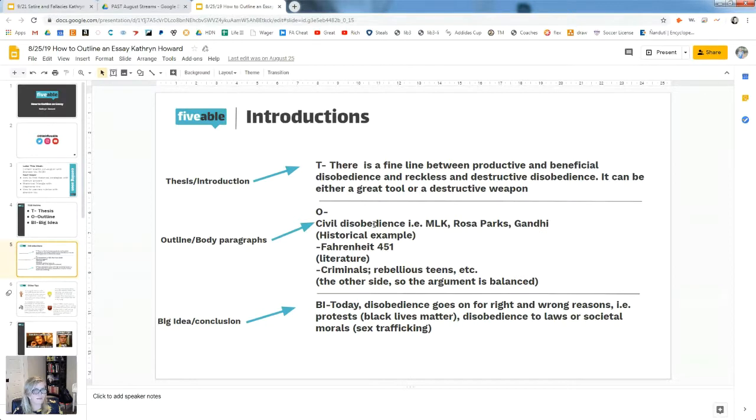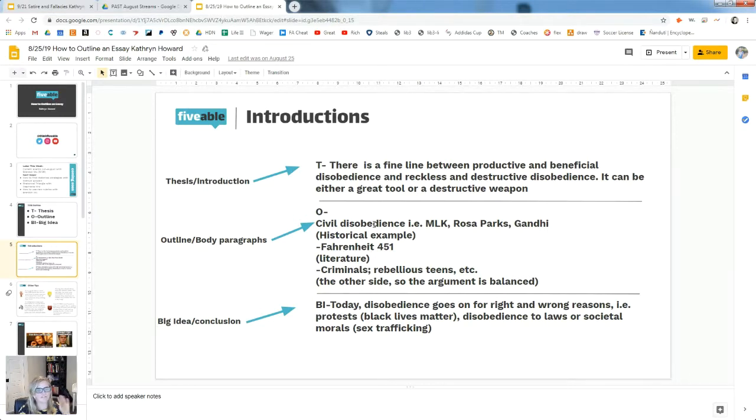My literary example, which is something that you should build up your knowledge of, and I think I'm going over that lesson in a few weeks, of good books you can reference in AQ tests. I had Fahrenheit 451, and then the other side is a more modern example.